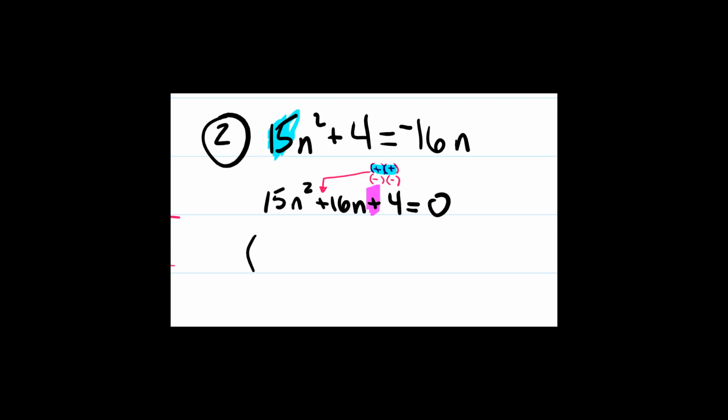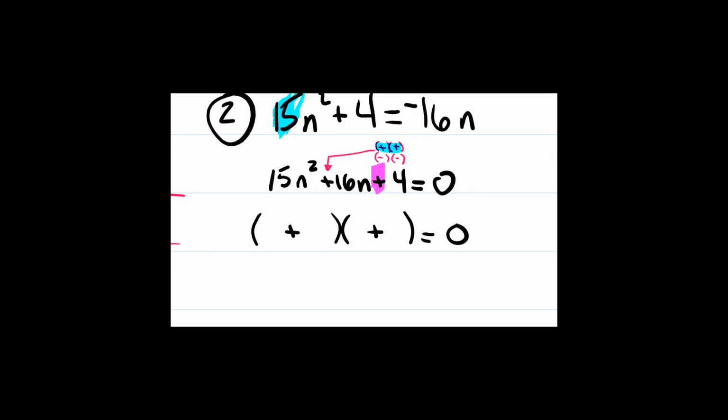So what does that mean? Well, when we set up our binomial, I know that first part and that second part are going to have a plus in there for both of them. Now, I'm not really sure which way this is going to go, if it's going to be 3 and 5 or it's going to be 15 and 1. So again, I'm just going to play with this for a second. I'm going to try 15n and 1n. So I'm going to break that 15n squared into 15n and n.